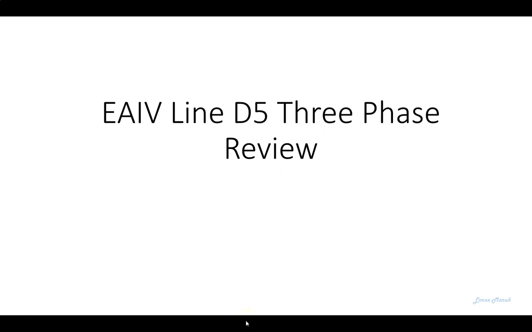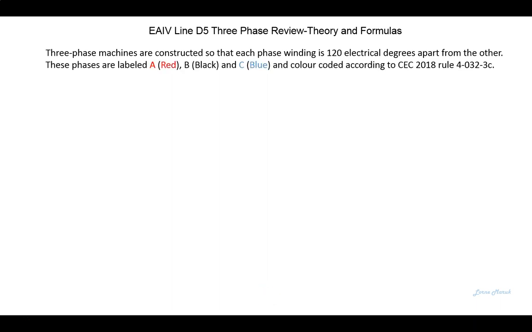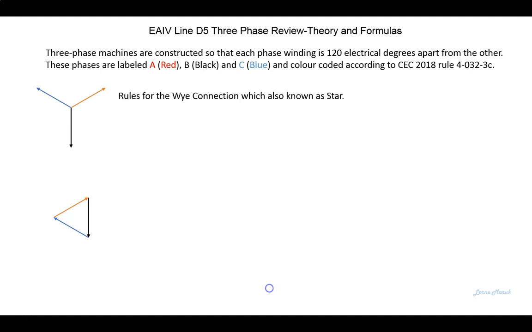We'll take a look at some three-phase review. You might recall from third year that each phase winding of a three-phase machine is 120 electrical degrees apart from each other. And these phases are labeled A, B, and C, and color-coded according to the Canadian Electrical Code. It can be connected either Y or delta.